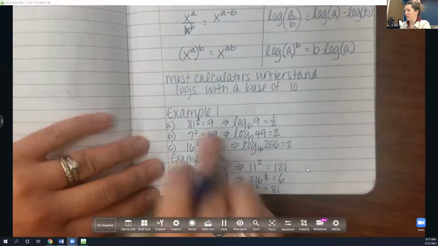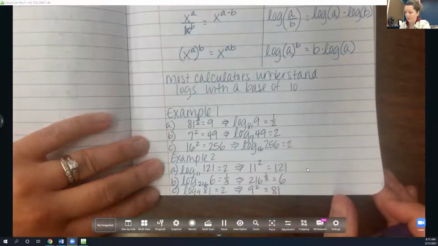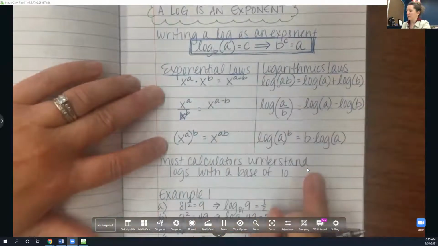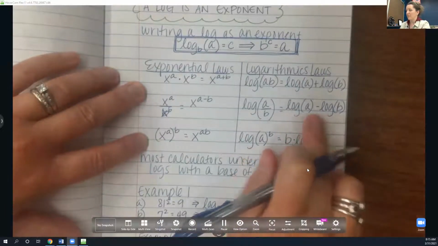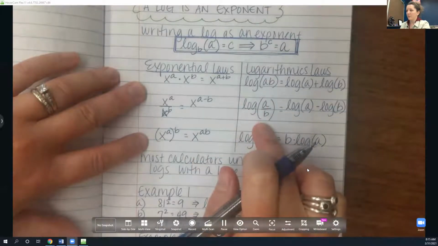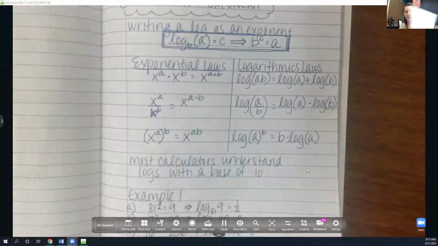All right, so that's just taking your exponential form and rewriting it as logarithmic form. Now let's look at these logarithmic laws. This is called expanded form, and here we have it condensed form. So we're going to look at how we can translate from one to the other. There's the now you try. We'll talk about that in class when we get back together.